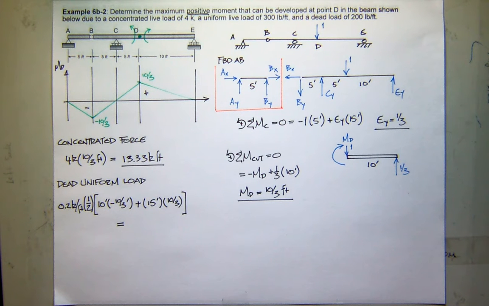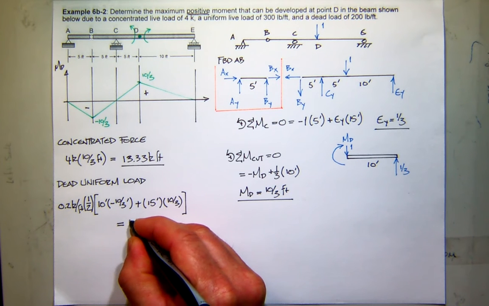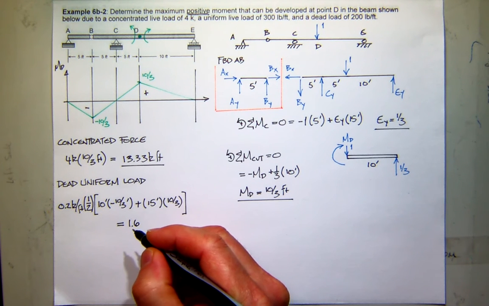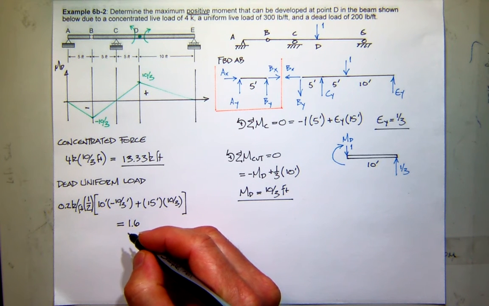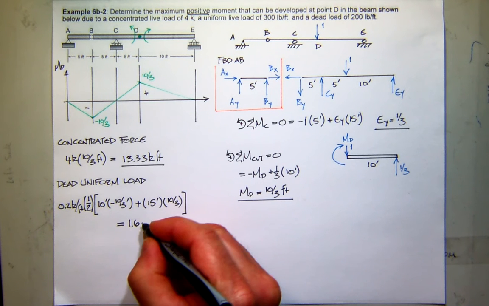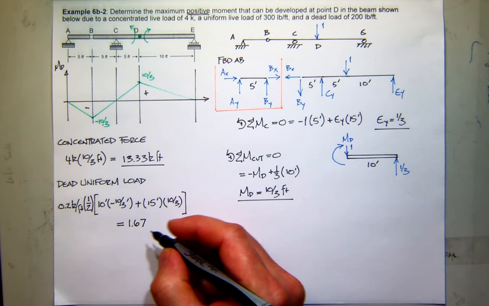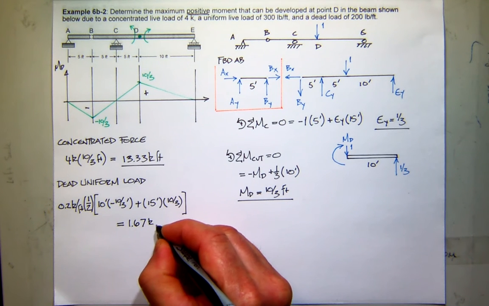1.6? Anybody else get that? Exactly 1.6? Lots of sixes. Okay, so let's say 1.67. How about that? And that'll be kip feet.